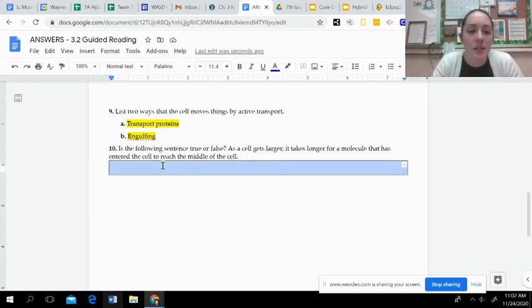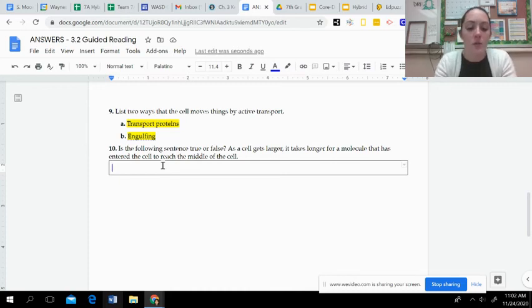Then our last question is a true or false statement. As a cell gets bigger, it takes longer for a molecule that has entered the cell to reach the middle of the cell. And this is going to be true. So that's why cells are very, very small and microscopic, and we can't see them because all the materials and proteins and everything else that need to pass through them, if it was really large, it would take a longer time to get from the outside of the cell to the inside of the cell. Whereas if it's small, it's going to be a really quick time.